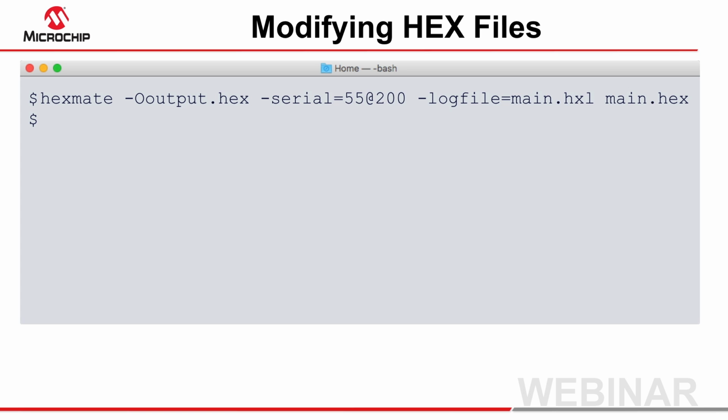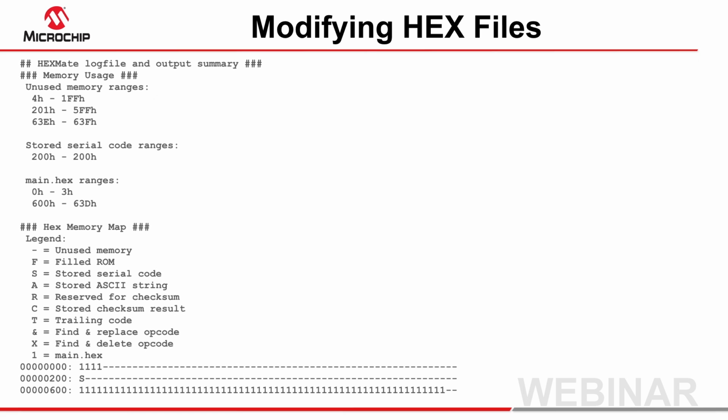Notice the -log file option was used. Log files contain useful information, and when using the -serial option, for example, you will see the serial address confirmed in the listing and in the memory map.